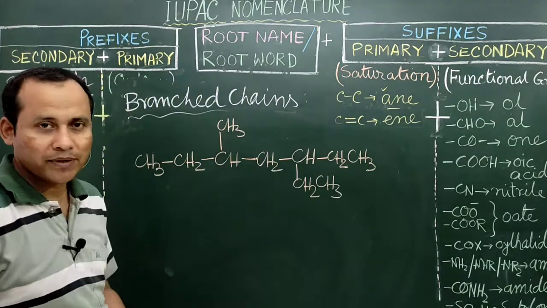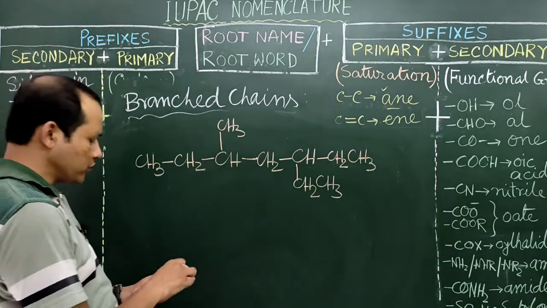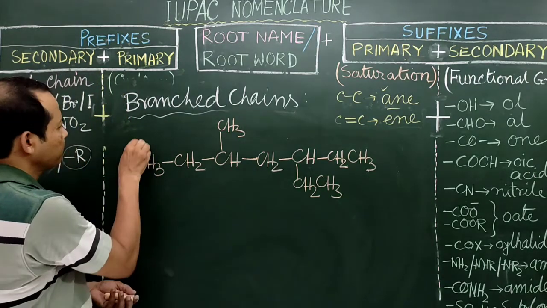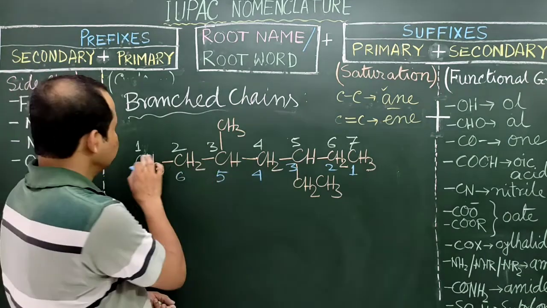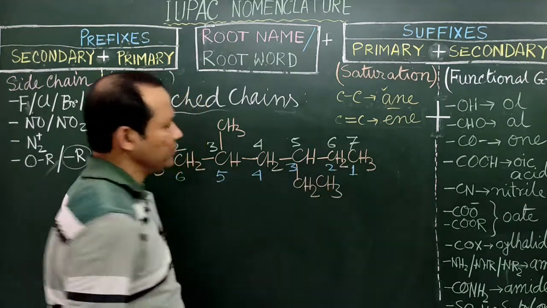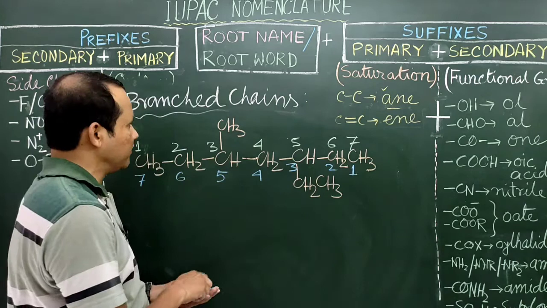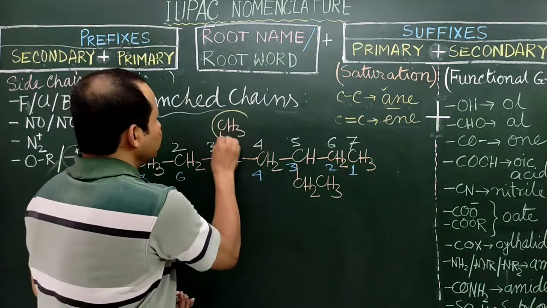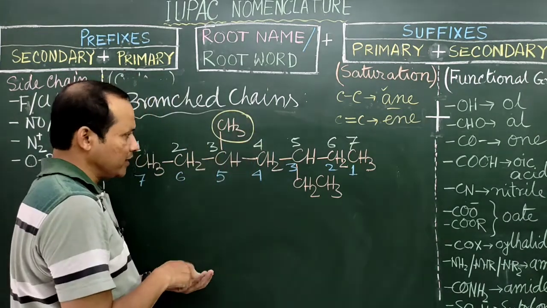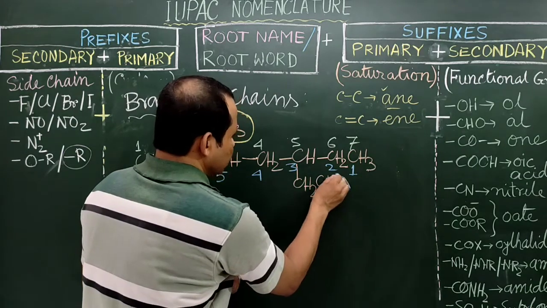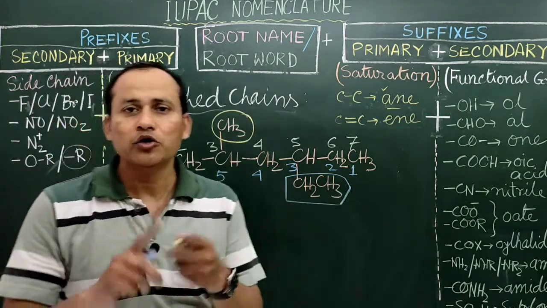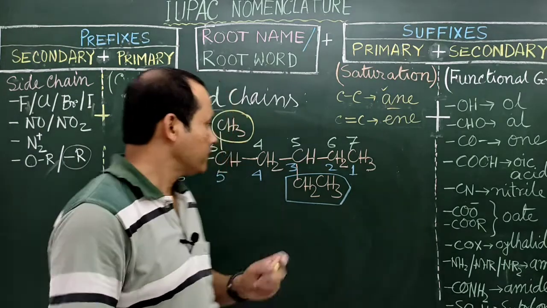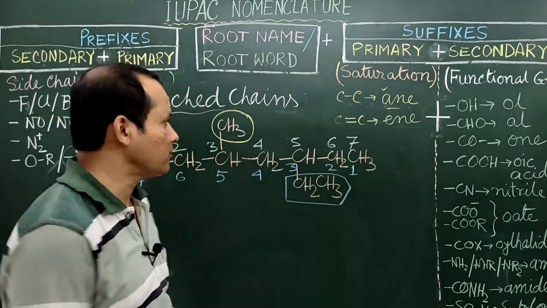Now this is the compound. First of all, as usual, we shall give the numbering. Look, in this case, this is the longest carbon chain and two side chains are there. First, one methyl group, and another group is this one, this is ethyl. So in this example two different groups are there. Now let's see the position of these groups.